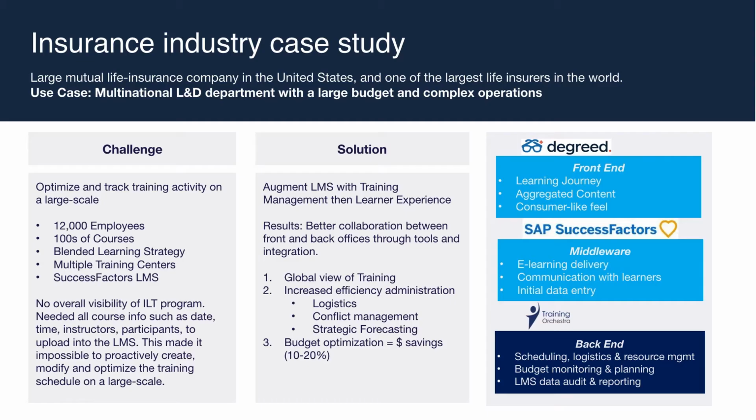And specifically the technologies that were used in this case, SAP SuccessFactors, as I mentioned, is that middleware layer in the middle, Degreed on the front end for the learner experience, and on the back end, Training Orchestra as the scheduling, the logistics, the resource management, budget monitoring, and to feed data, audit, and reporting to and from the LMS. So that is an example of a small learning tech stack, and this organization had other technologies as well.